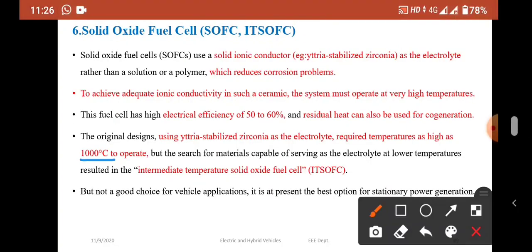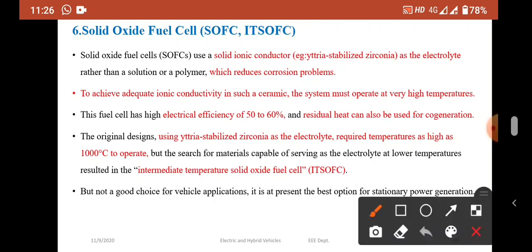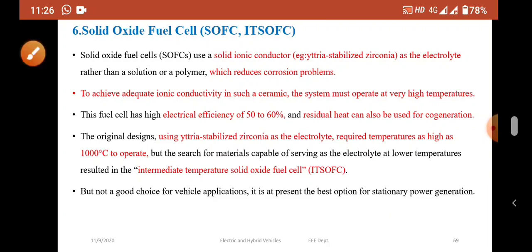So this makes it unsuitable for vehicular applications, but there is the intermediate temperature solid oxide fuel cell which operates at lower temperatures. This is also not a good choice for vehicular applications, but it can be used for stationary power generation.